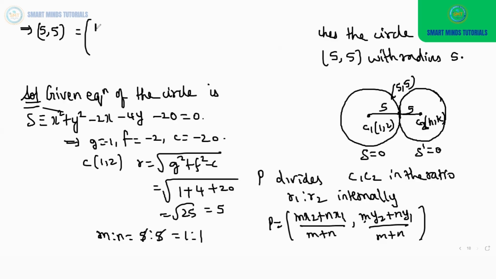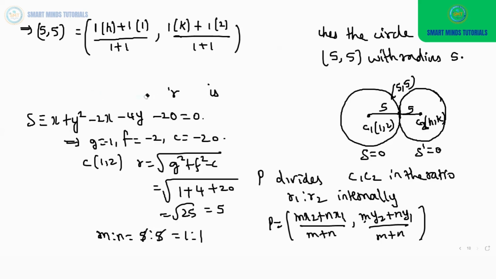Now m is 1, x2 is h, plus n is 1, x1 is 1, by m plus n, 1 plus 1. Then m is 1, y2 is k, plus n is 1, y1 is 2, by 1 plus 1. Now equate the corresponding coordinates.